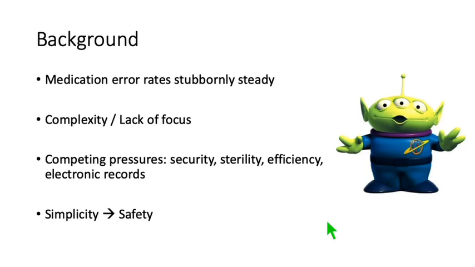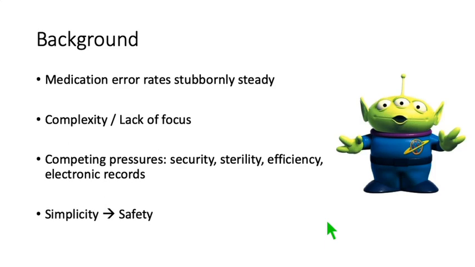There are a lot of competing pressures. Medication security is becoming a big deal in Seattle right now. Sterility, infection prevention is becoming more in the forefront. There are efficiency and production pressures that always complicate what we do. And then, of course, electronic records. We have the wonderful experience of getting our second electronic record next year, so we get to go through that transition again.